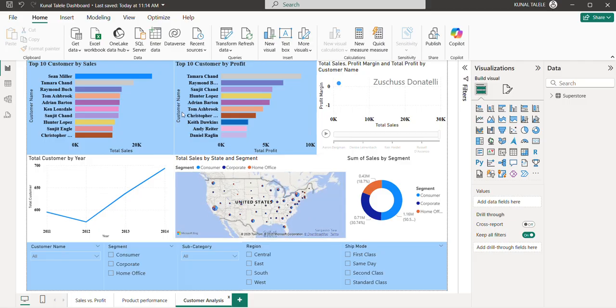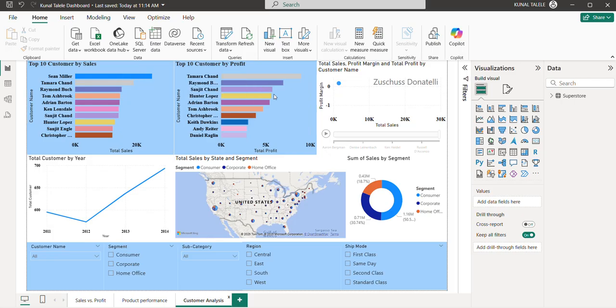The first visualization is top 10 customers by sales. Here we can see that Sean Miller, Tamara Chand, and Raymond Butch are among the highest contributors in terms of revenue. The bar visually represents how much these top customers spend compared to others. This helps identify high value customers who drive a significant portion of total sales.